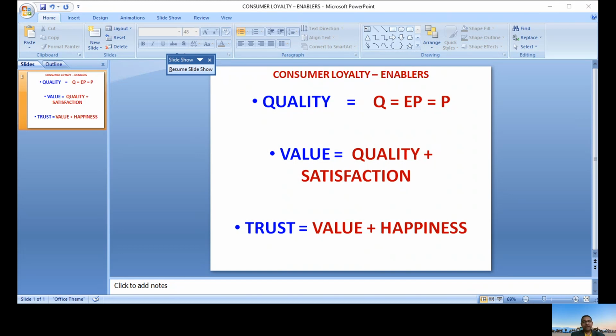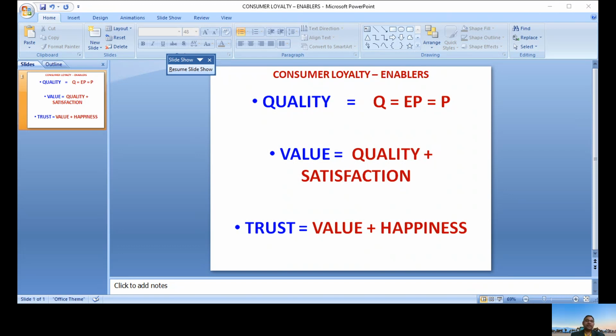In this video, we will see an equation for how you can define quality. If a company can understand how consumers perceive quality, then they can easily identify those aspects, offer them to consumers, and elicit loyalty from consumers. So if you see the equation here, Q is equal to EP is equal to P. So what is this equation? As you see, Q means quality. But what is the EP?